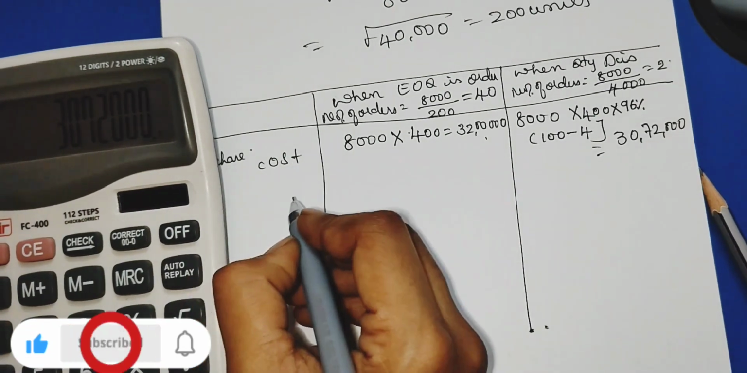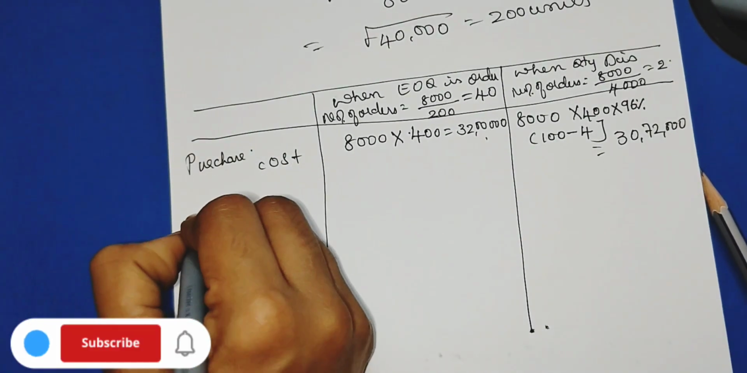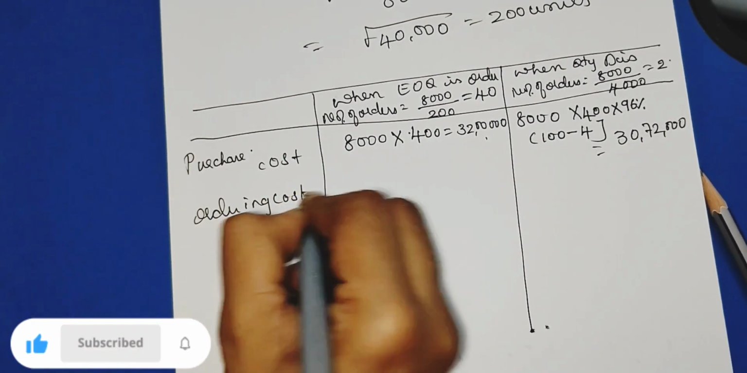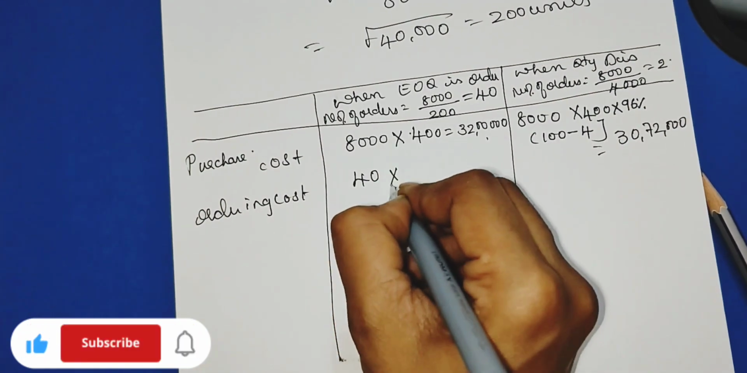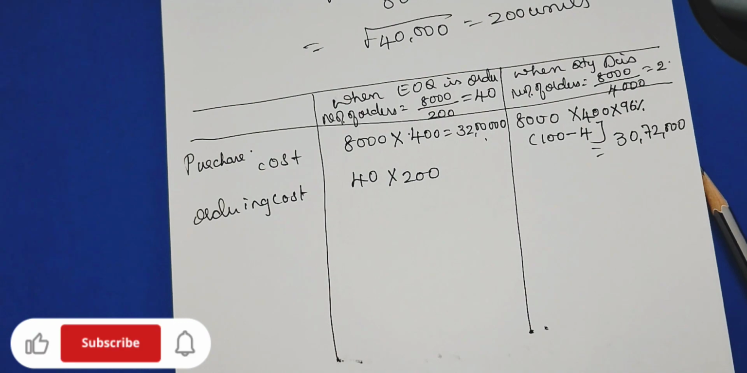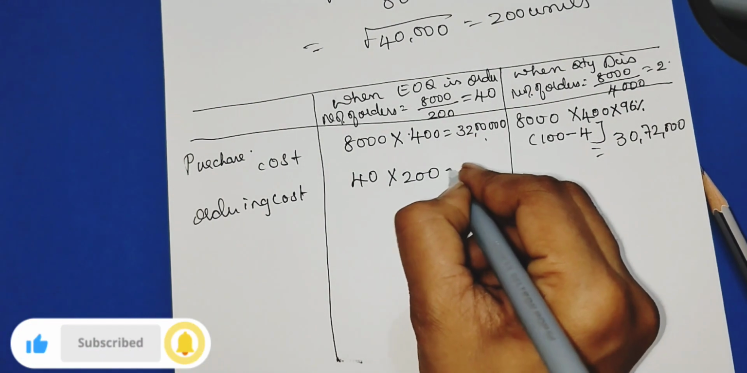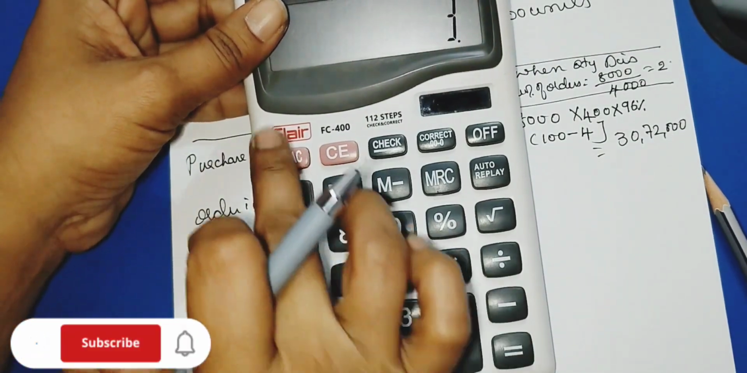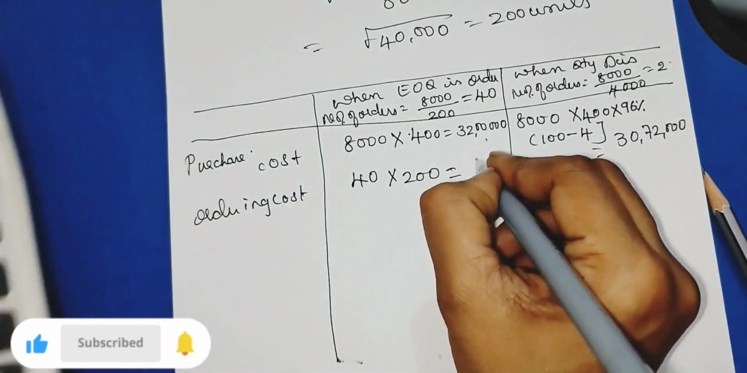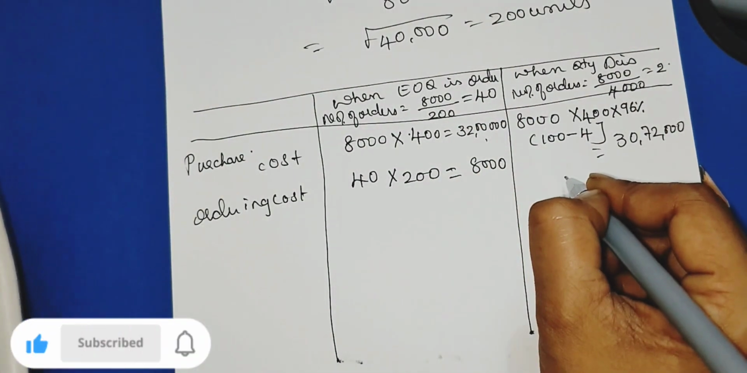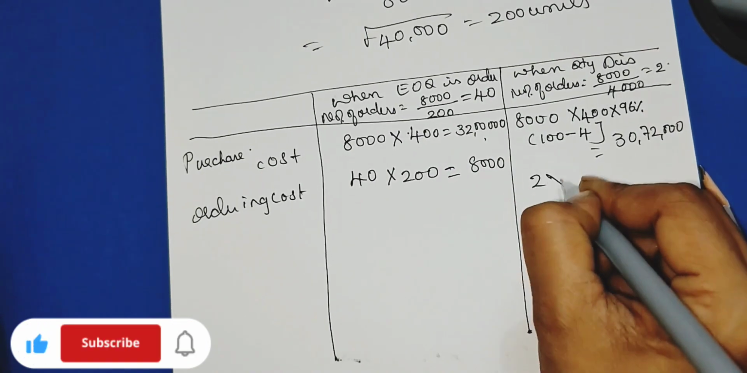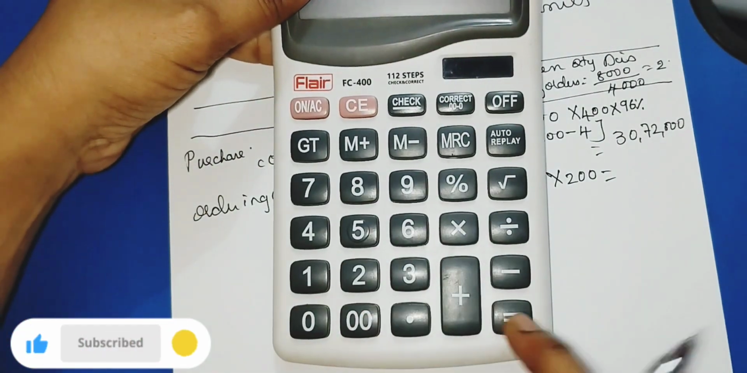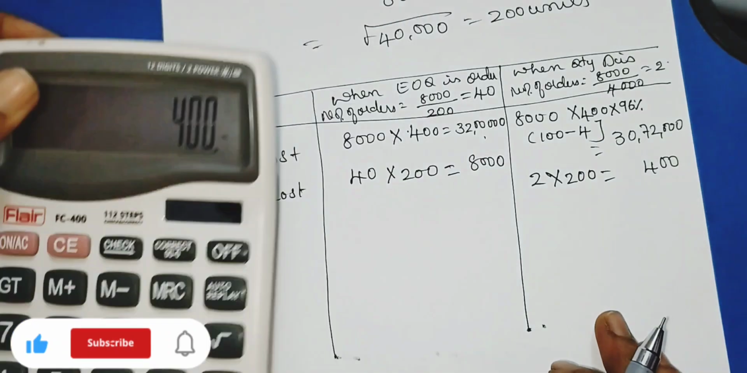Then after purchase cost we need ordering cost. Ordering cost is 40 orders, and per order cost is 200 units we are placing. 40 into 200, that is 8,000. And here how many orders? Only 2 orders and 200 units. 2 into 200 is 400.